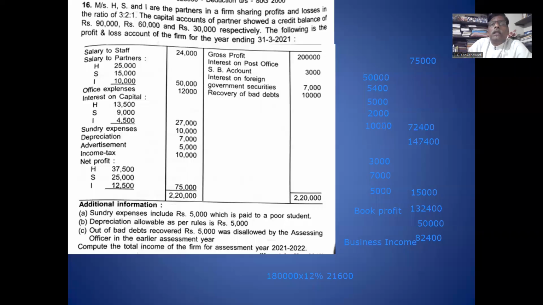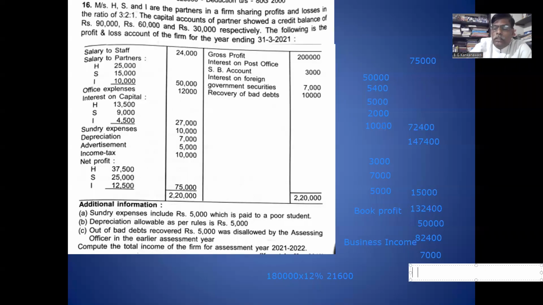next you see the other head incomes. In the other head incomes, interest on POSB is exempted from tax up to 3,500, so fully exempted. Interest on foreign government security is 7,000. This 7,000 comes in other source. So income from other source is 7,000. If you take the total of the two heads, your income is 89,400. 89,400 is the gross total income.